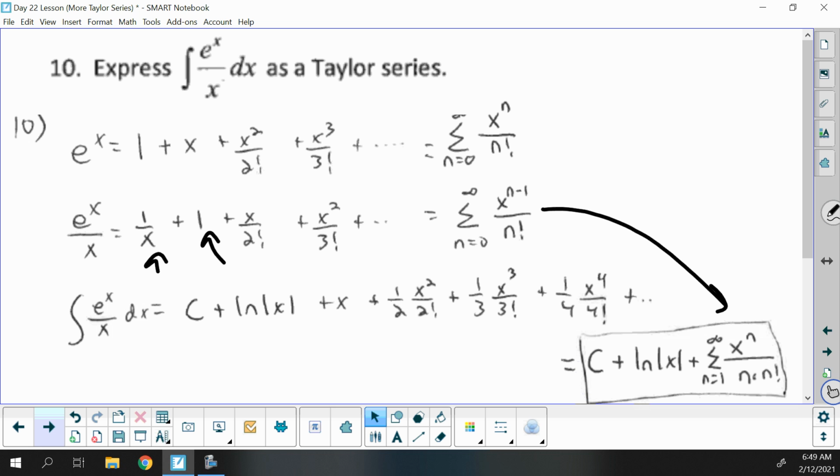But in addition to our c, this ln absolute value of x didn't really follow that pattern. So we want to start here with our summation, and that would be with n equals 1. So this is a good example of one where it's helpful to have a couple of terms written out so you can make sure that bottom number on the summation is accurate, matching our series.